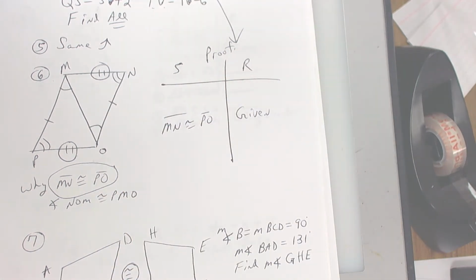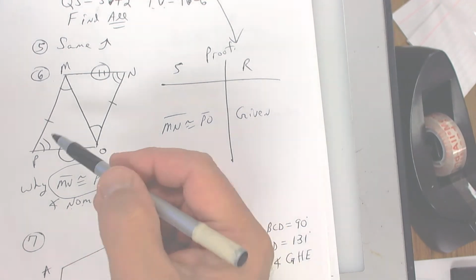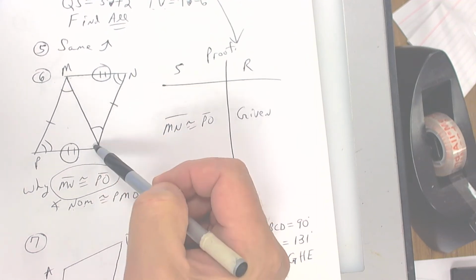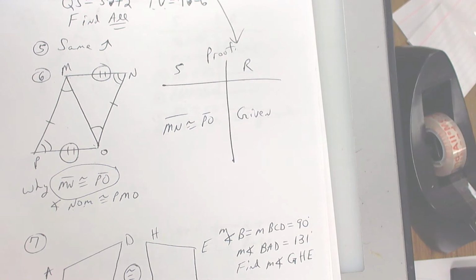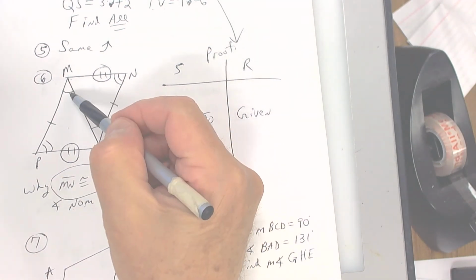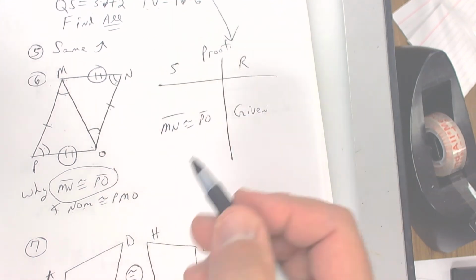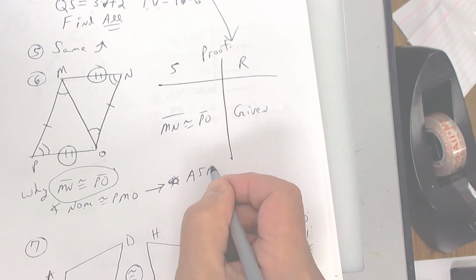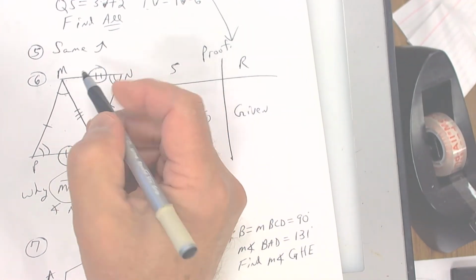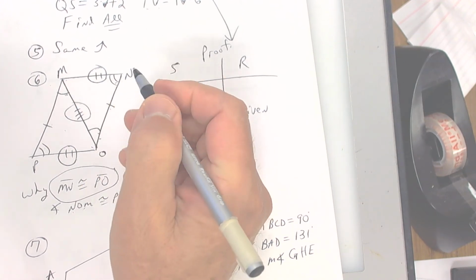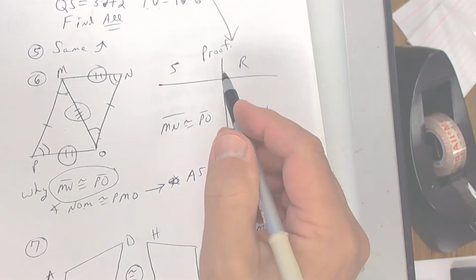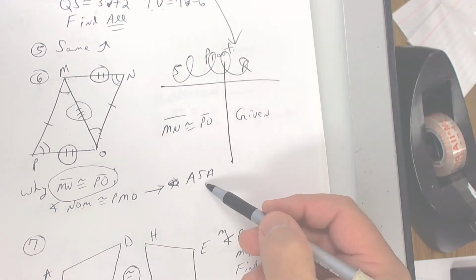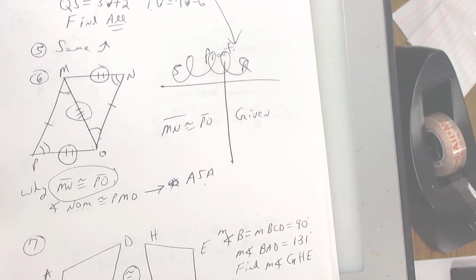And why are the triangles congruent? Why is NOM congruent to this one, PMO? Well, let me look at it. It looks like angle, side, angle. So the triangles are congruent by angle, side, angle. You could also say this one is also angle, side, angle because it's reflexive. Okay? All right, so really we didn't need to do a proof. We just had to answer these questions. This one's given, and this one is angle, side, angle, kind of like you did on your worksheets.